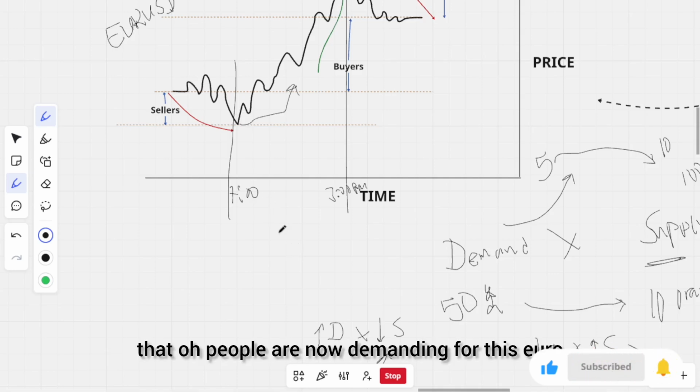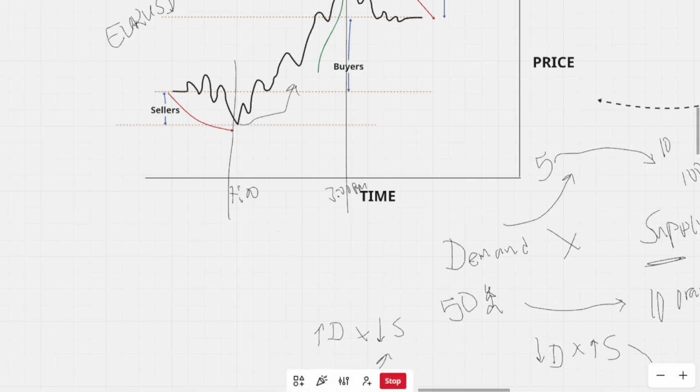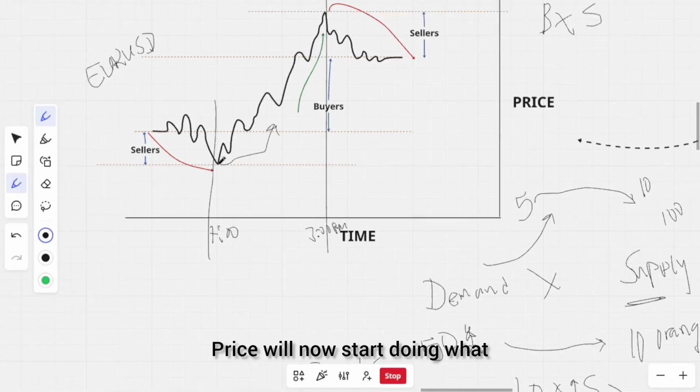But then we start saying that, oh, people are now demanding this euro, but we have limited supply. What happens? Price will now start doing what? Going up. Price will start doing what? Going up. So this is what just drives the market. Now imagine when we now go up, the price is now too expensive. So price is going up. Let me not say expensive.